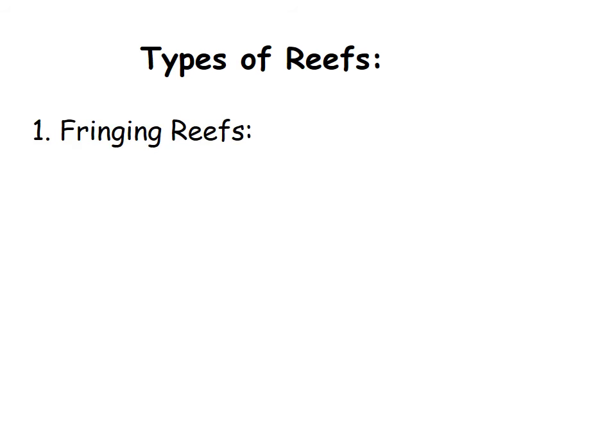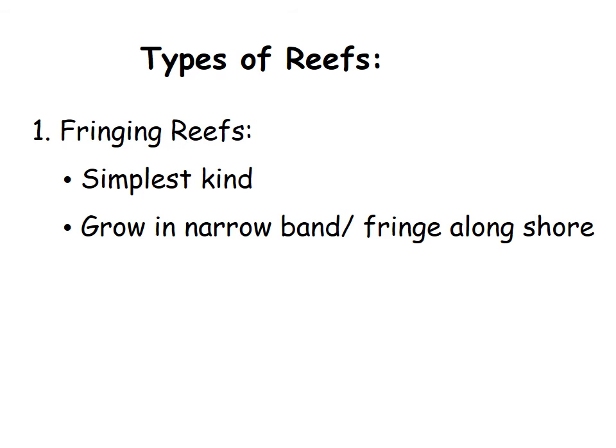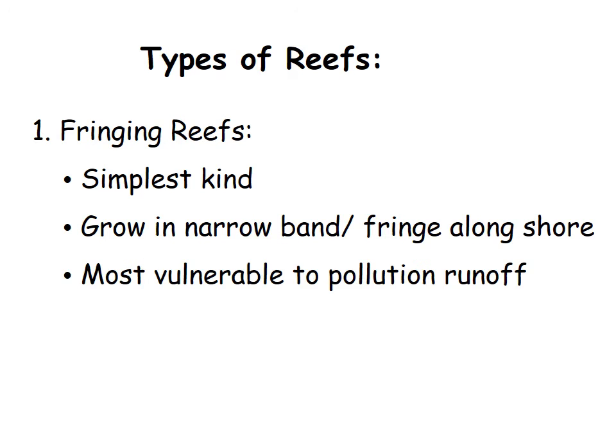Alright, so the types of reefs. Fringing is the simplest kind. It's a narrow band right along the shore, so the coral reef is literally up at the sand. So you have the beach, the sand, and then the coral reef's right there. Sometimes there's no ocean sand at all: it's right up to the water, and where the water is, now you have coral reef. Okay? It's most vulnerable to pollution runoff because it's so close to the land.